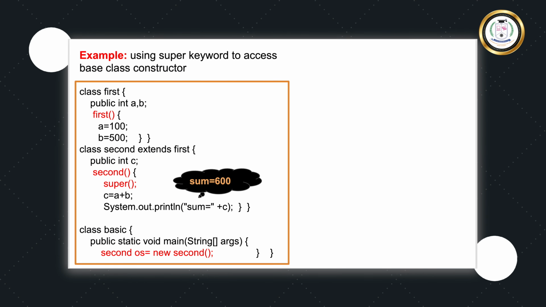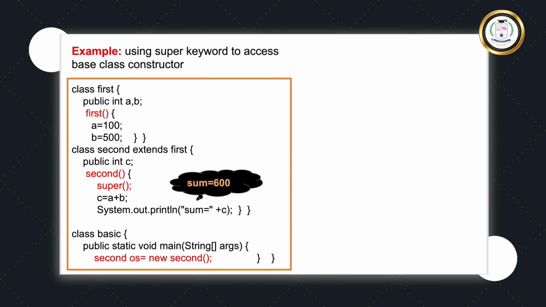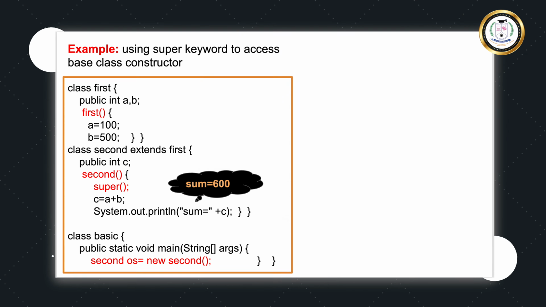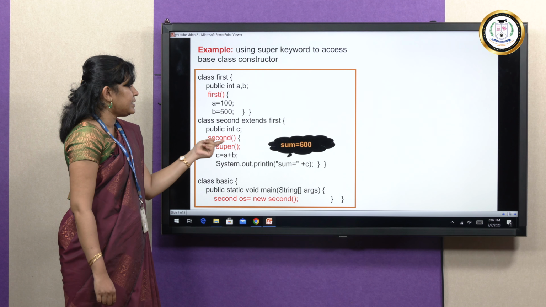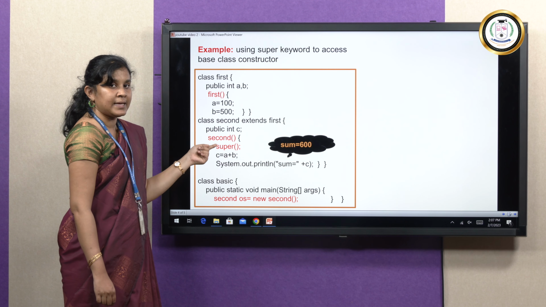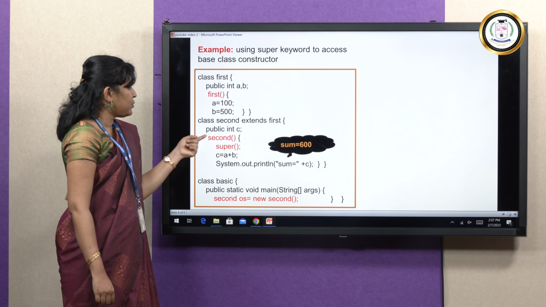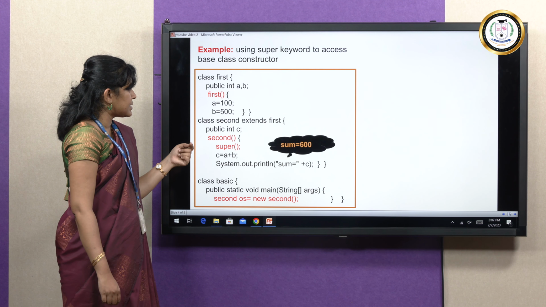Followed by, I have a second class which is nothing but your derived class, which derives the properties of my base class first. Inside this I have once again a constructor. The constructor name and my class name should be the same. So I have the class name and the constructor name as second. I don't have any return type for my constructor.